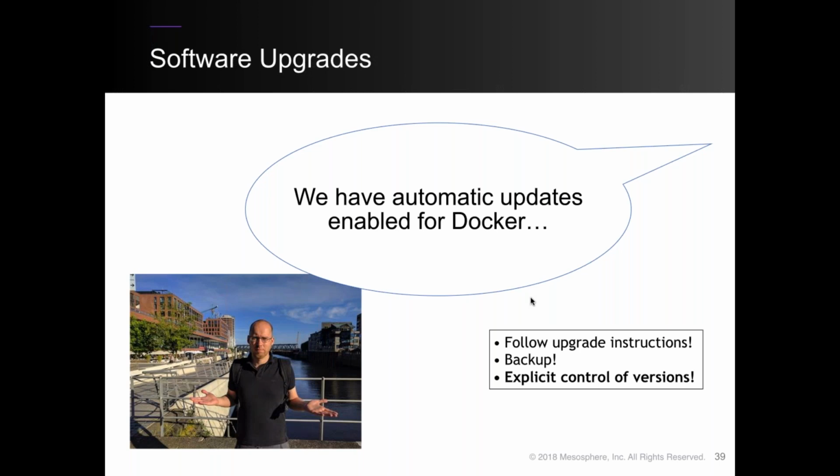It has gotten much better, but still I would have that in my infrastructure as code. And when I want to upgrade Docker, I do that via a code change, which I'm then deploying to my cluster, which then updates the Docker versions. So I always want explicit control of which versions are running anywhere.